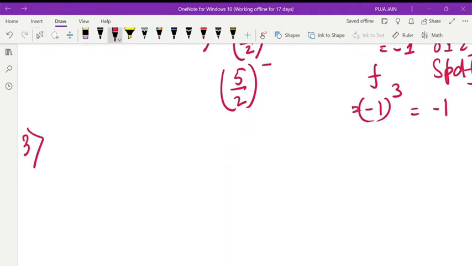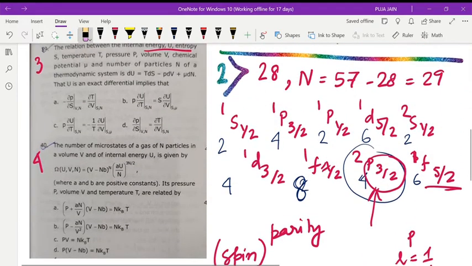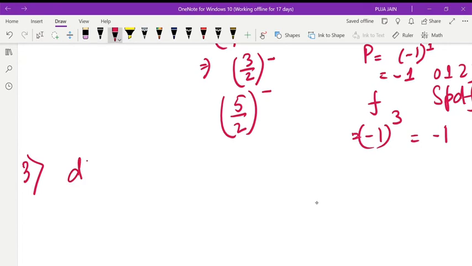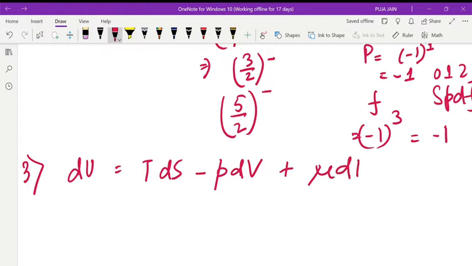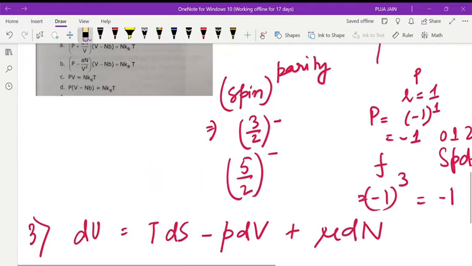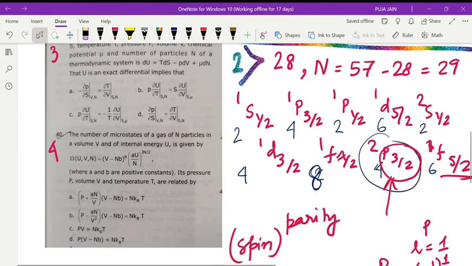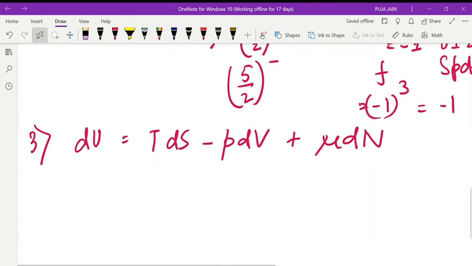Say this. dU equals TdS. They have given us dU that is equal to TdS minus PdV plus mu dN. And they have asked us the relation between, okay, these are the options. So the first thing is that we have to eliminate options. So I have told how to remember this.